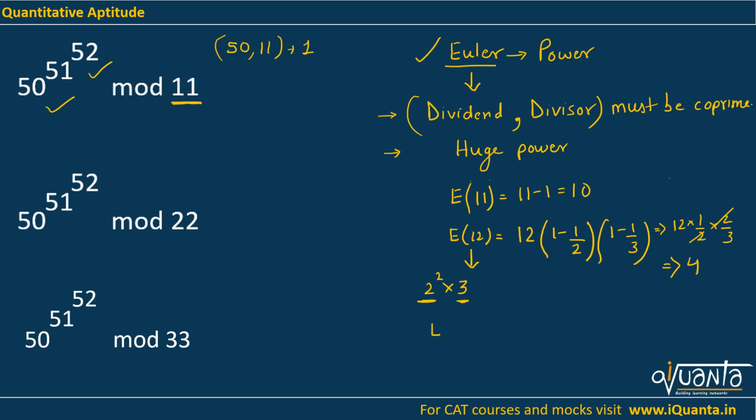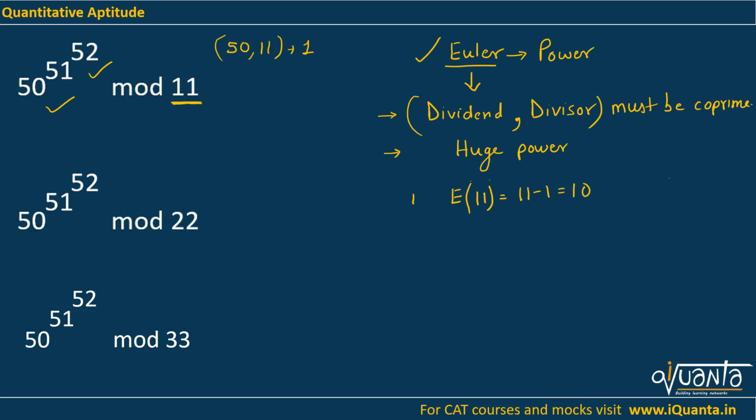Similarly, if I tell you to find out the Euler of 25, you know that 25 is 5 square, so you'll simply write down 25. Only prime factor of 25 is 5, so 1 minus 1 by 5. This gives us 25 into 4 by 5, which gives us 20. So Euler value of 25 is 20. I hope you've understood how to find out the Euler of a number.